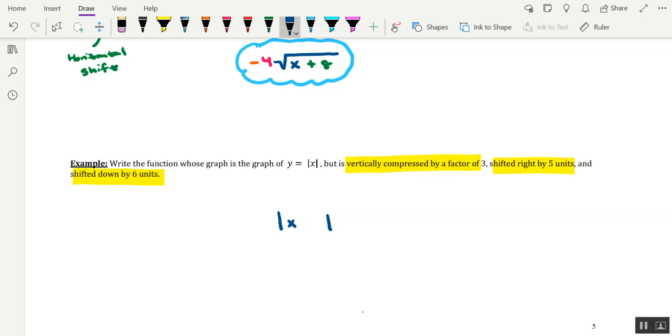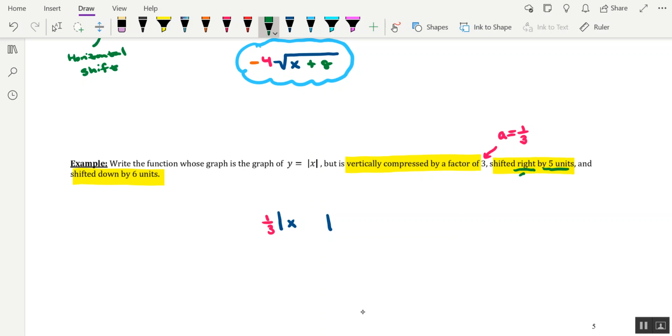And we'll start here. So going from left to right, reading the problem again, vertically compressed by a factor of 3. Now you got to be careful with that. This is speaking to a particular value of a, but if we left a as just ordinary 3, this would actually cause our graph to stretch. We want our graph to compress, or in other words, be a little wider. Placing the 3 in this way would actually make our graph a little more narrow. So the fix to that is just to do the reciprocal of this number. That is, a should be 1/3. Okay, and I'm going to place that in front of the absolute value symbols. And we'll move on to the next transformation, shifted right by 5 units.